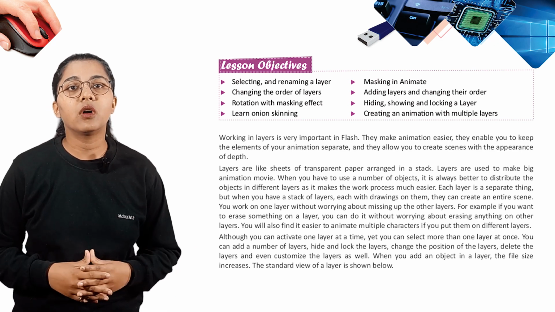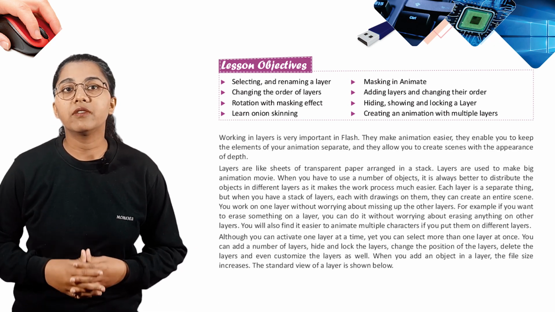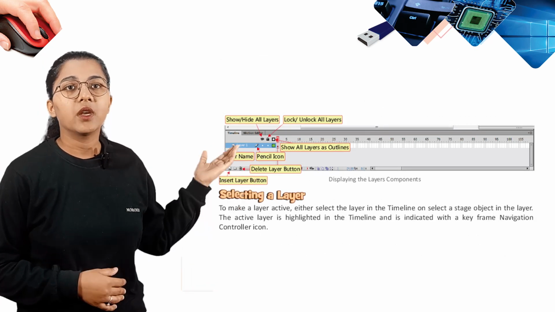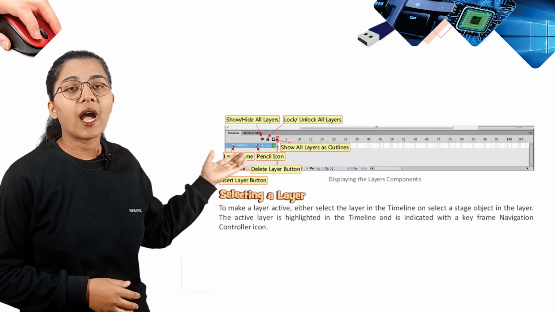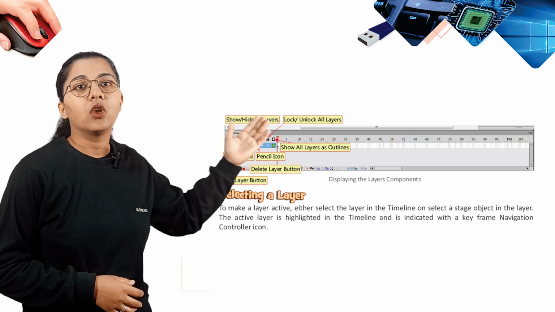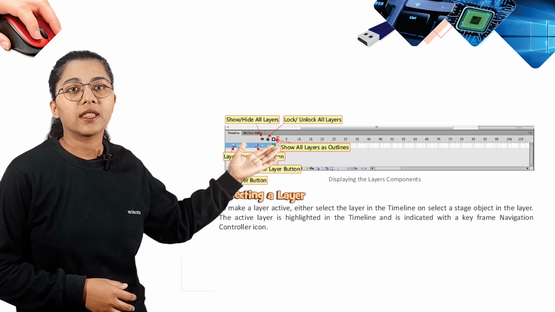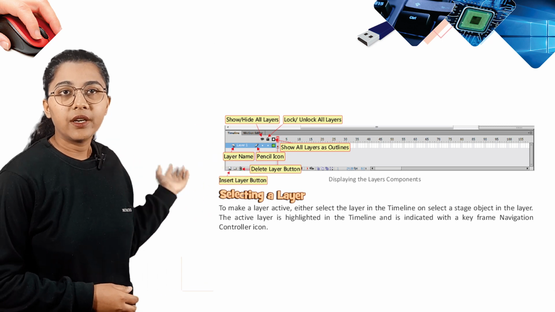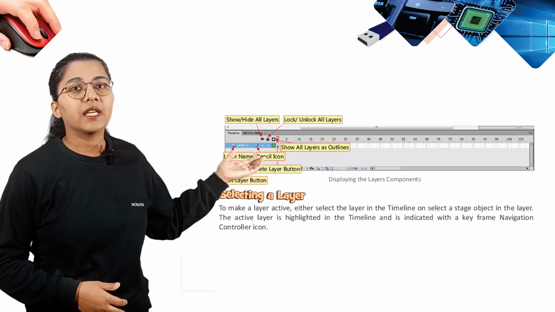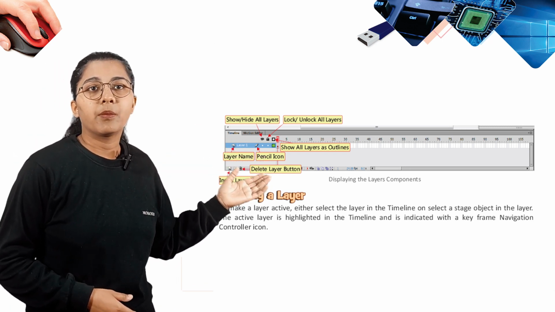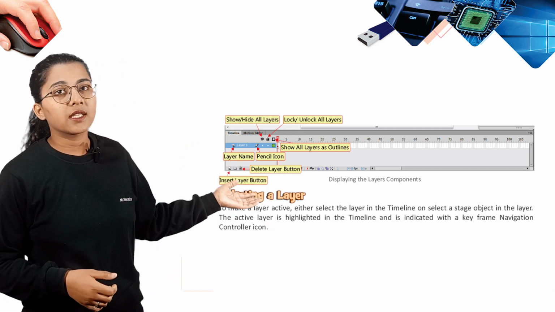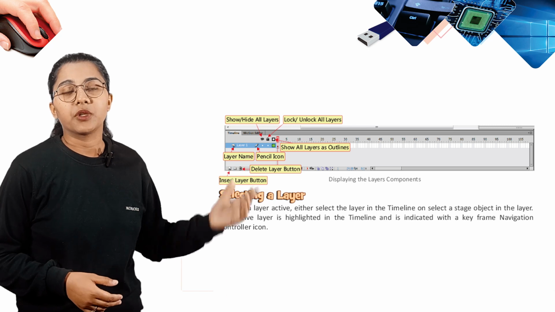The standard view of a layer is shown below. Standard view of a layer. Here you can see show or hide all layers, then lock or unlock all layers, and then show all layers as outlines, then layer name, then pencil icon, then delete layer button, and then insert layer button. And it is displaying the layer components.